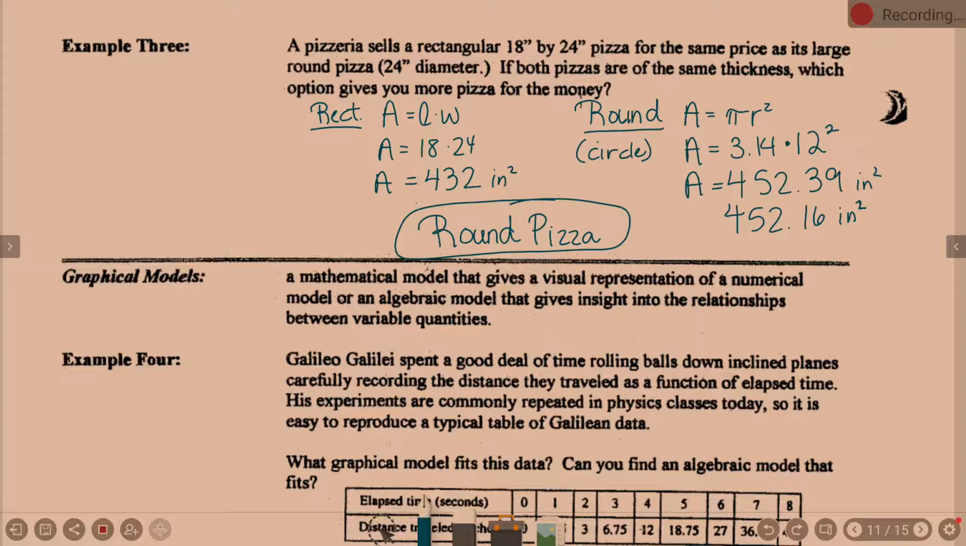Okay, so that was just an example of an algebraic model, just using formulas we already know to do the math. Now, what we're really going to spend some time on here is graphical models. And that is a model that gives a visual representation of the numerical algebraic model and gives insight into the relationships.